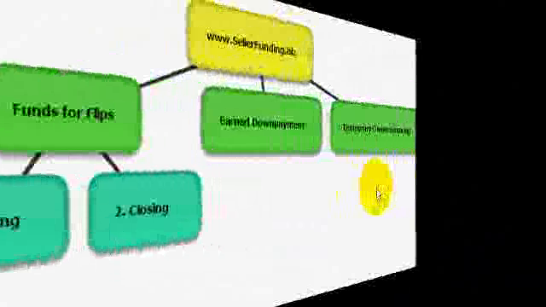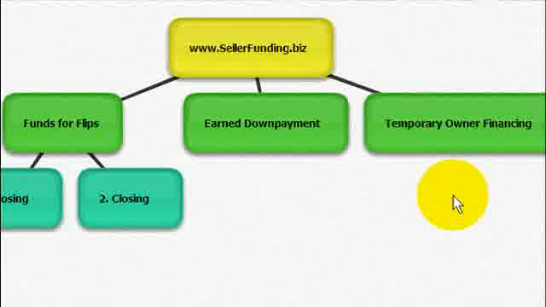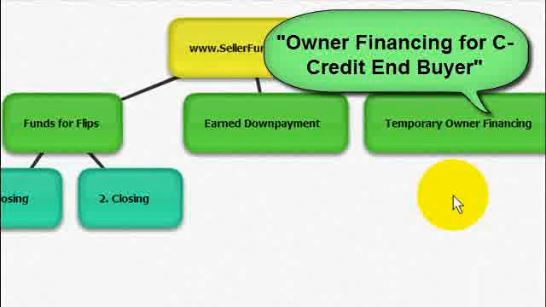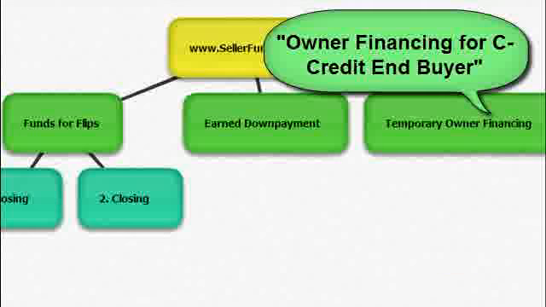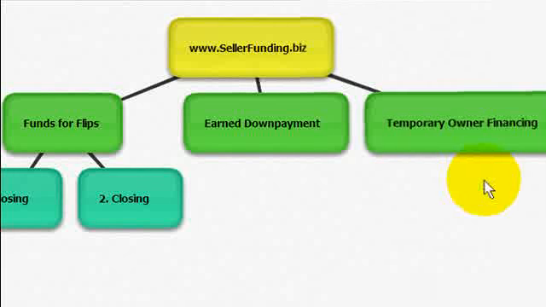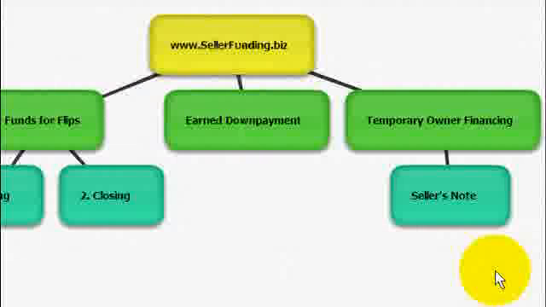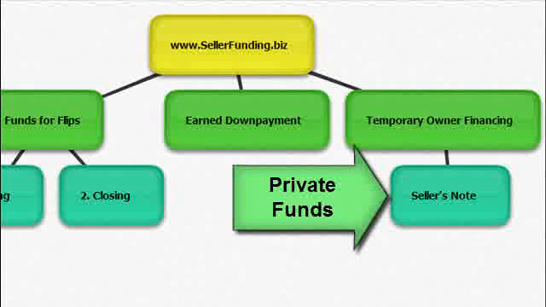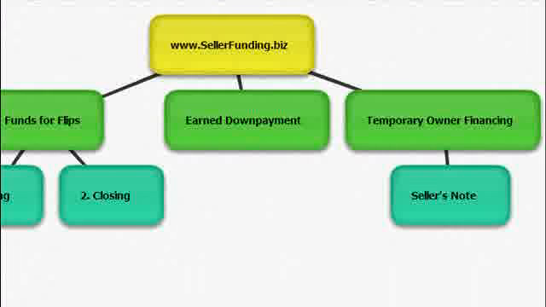The third program is temporary owner financing, and that's kind of the original Home Seller Assist program. In this program, you or the seller will provide owner financing to the end buyer. The end buyer can have down to C credit to be able to still qualify for this program. And then shortly after the closing, the owner finance note will be purchased. This program cannot be combined with the Earned Down Payment program, but it could be combined with the Funds for Flips program to facilitate short sale or REO flips to end buyers with C credit or better.